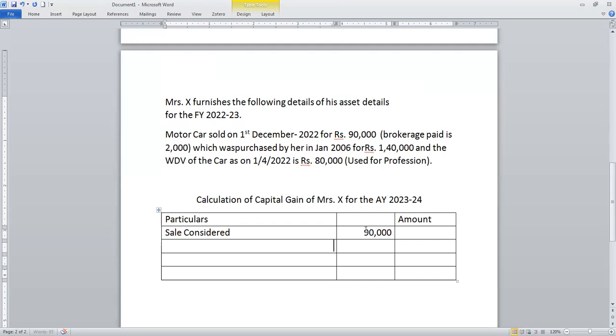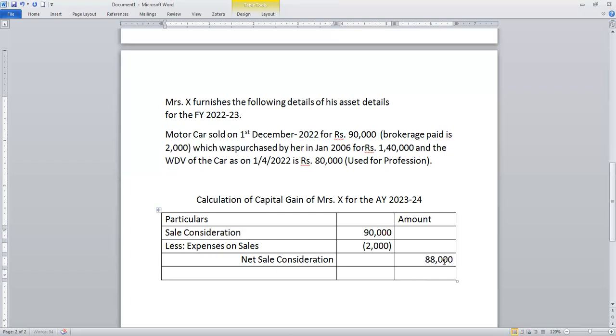Next, I'm going to write less expenses on sales, or we can write the brokerage also. How much is the brokerage? 2,000 rupees, which you are going to deduct. So after that, whatever answer is coming is called the net sale consideration. Net sale consideration, how much? I'm writing in the outer column, 88,000.